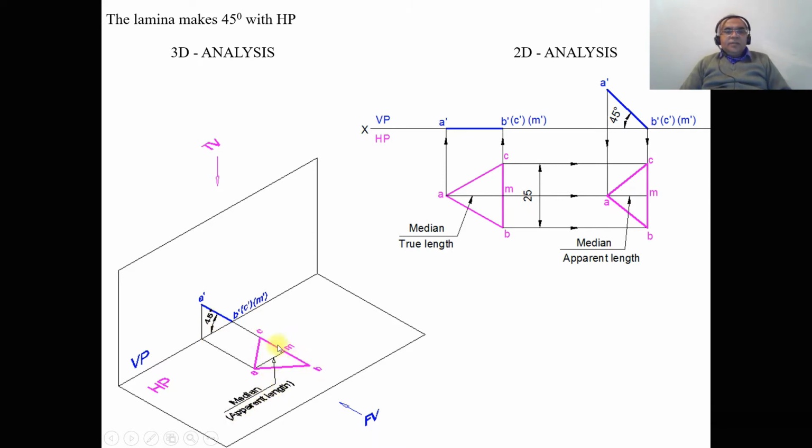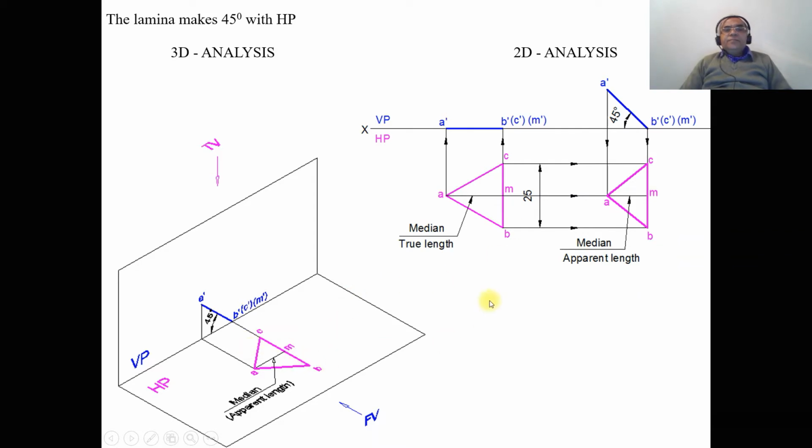Here we have not been able to show the 3-dimensional sketch. That is basically due to clarity, because when you show the 45-degree line, it is going to become a line. That is the reason why we have not shown this particular triangle in space.